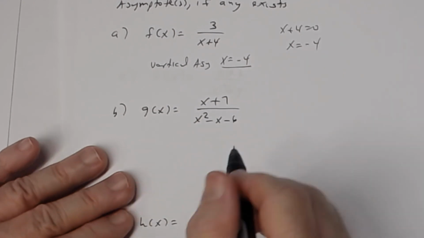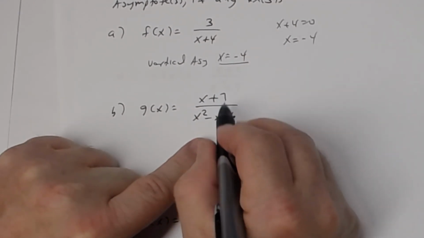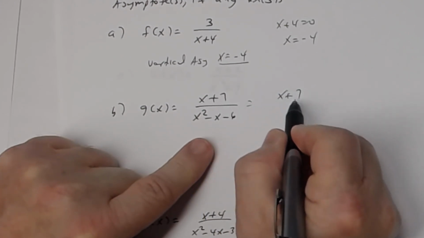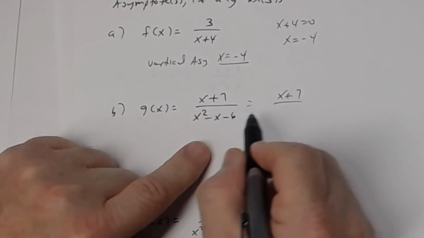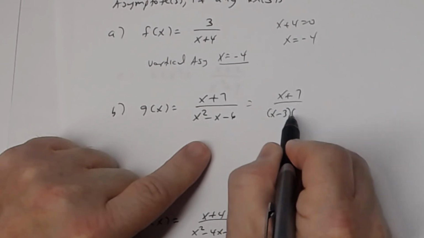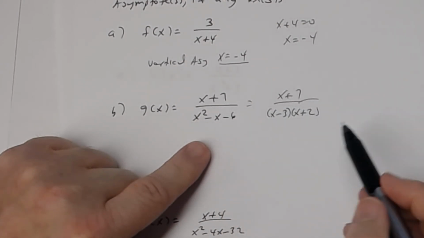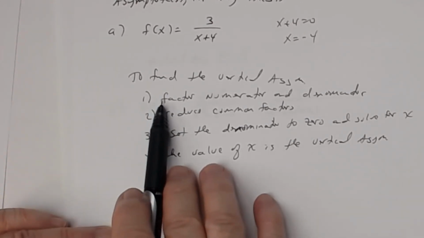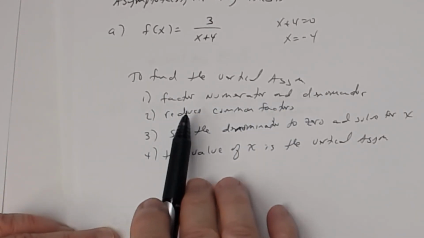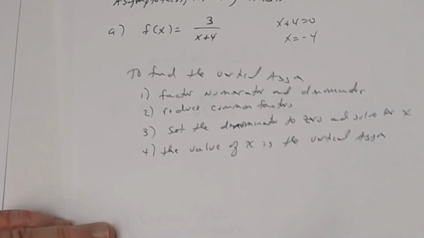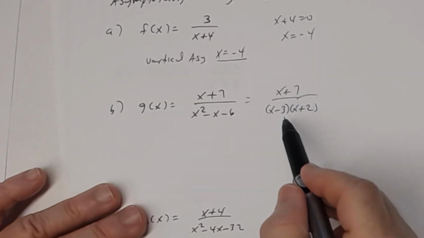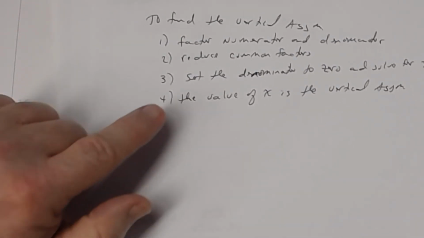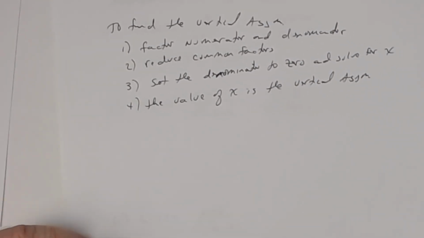All right, let's look at this one. So the first thing you're going to do is factor numerator and denominator. I cannot factor the numerator further, so I'm going to rewrite it just like this. And then when I factor the denominator, I get x minus 3 times x plus 2. Now remember the next part. Number one says factor numerator and denominator. Number two says reduce. So now we're going to reduce if we can. Notice there's nothing to reduce.